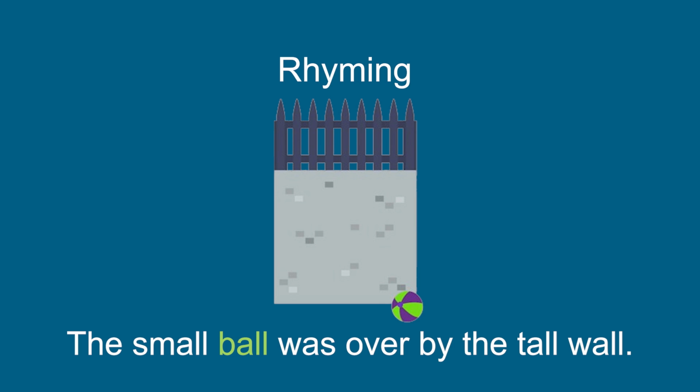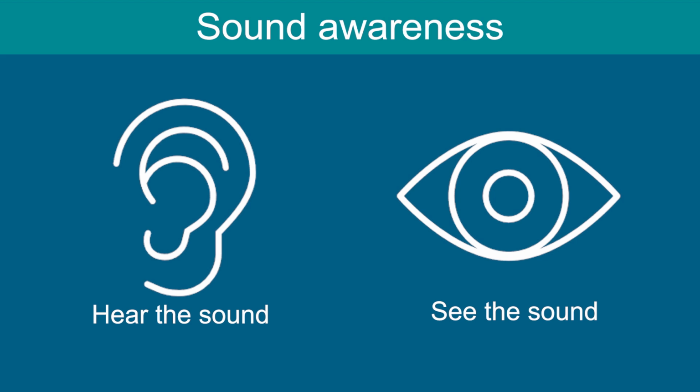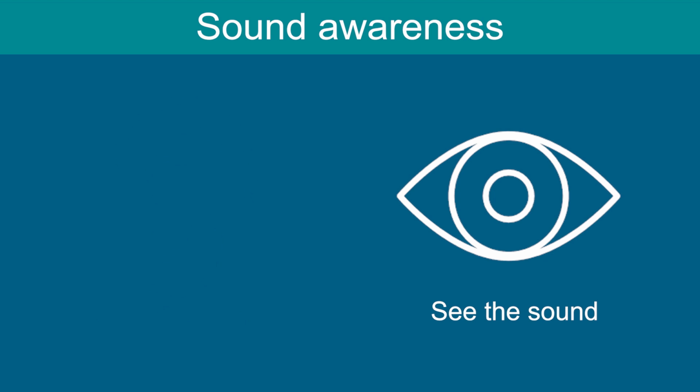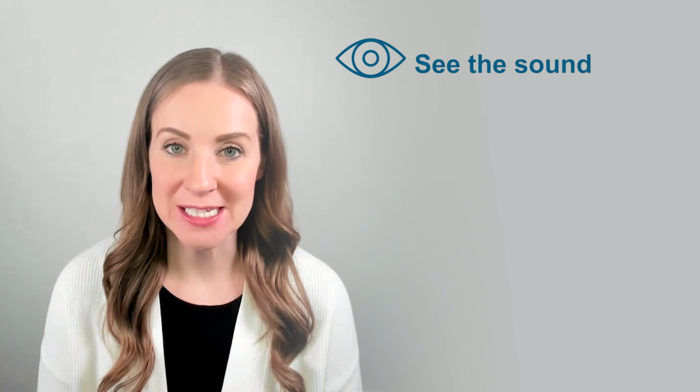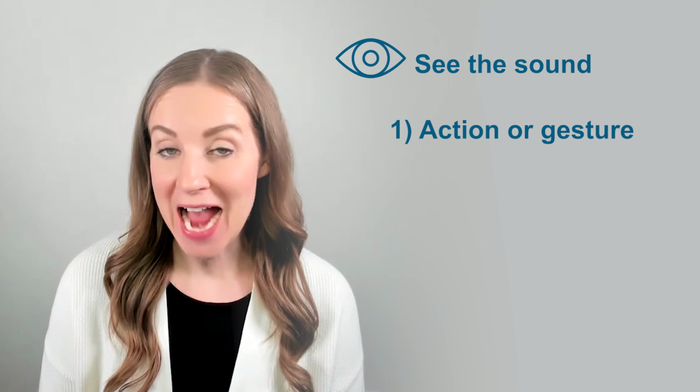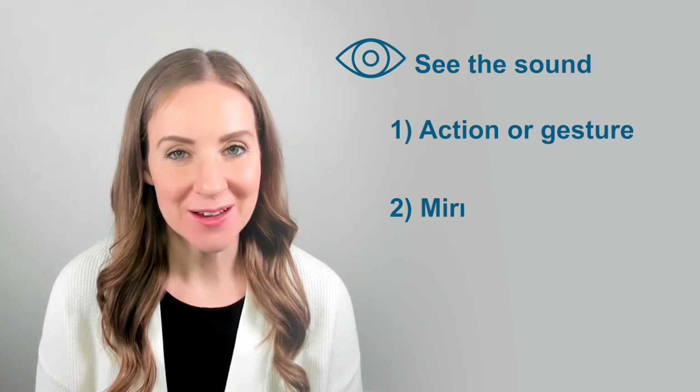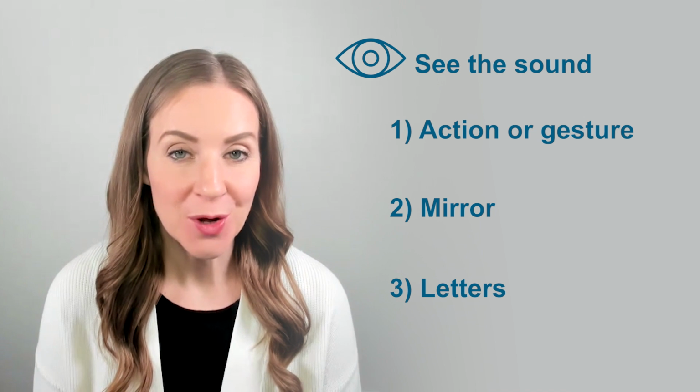Small, ball, tall, and wall all have "ul" at the end. Sound activities are also a chance to help your child see how the sound is made with your mouth. There are 3 things you can try to help your child see how the sound is made. Use an action or gesture, a mirror, or letters.